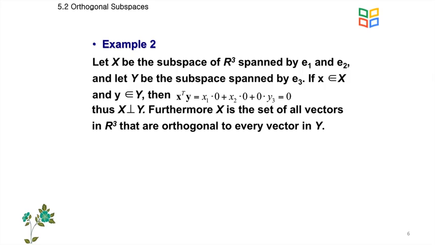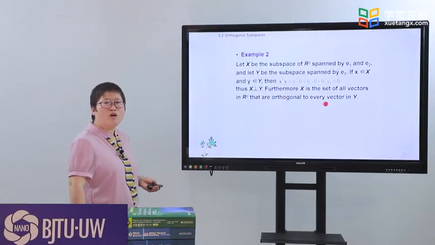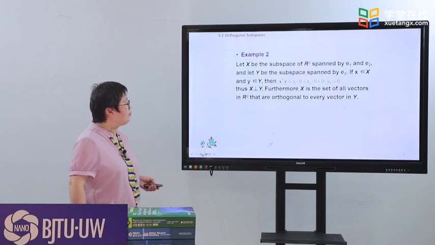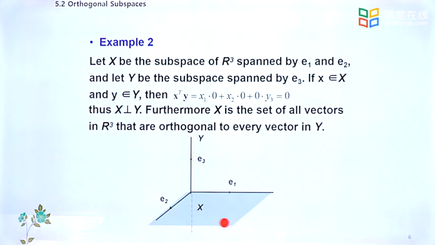Furthermore, X is the set of all vectors in R3 that are orthogonal to every vector in Y. You can see this from the figure. X is a subspace of R3 spanned by the coordinate vector e1 and the coordinate vector e2. And e3 is just this coordinate vector. It spans a one-dimensional subspace of R3. These two subspaces are orthogonal. And also X contains all the vectors that are orthogonal to every vector in Y.